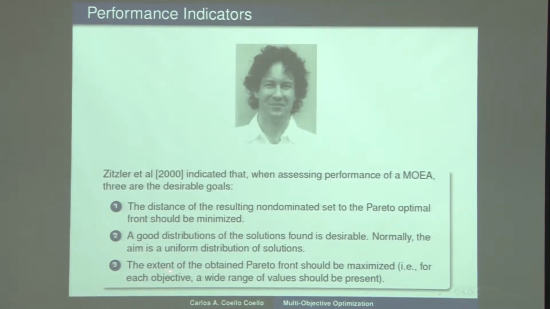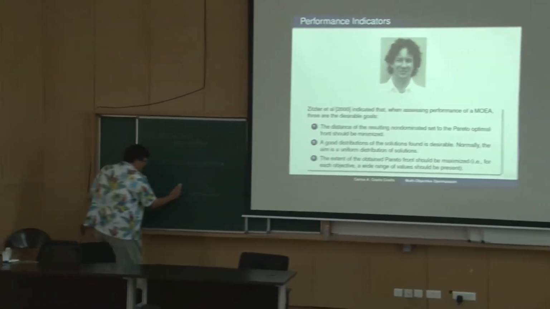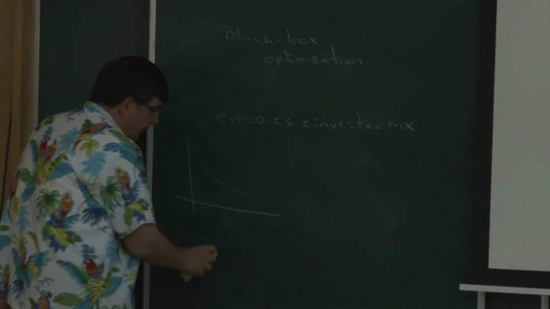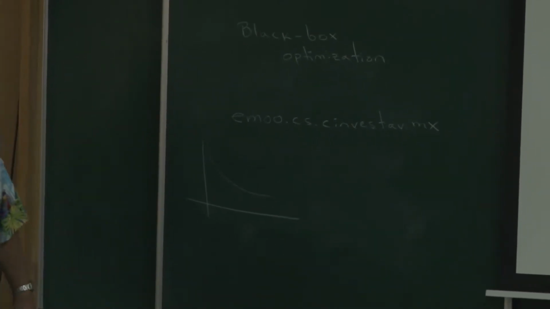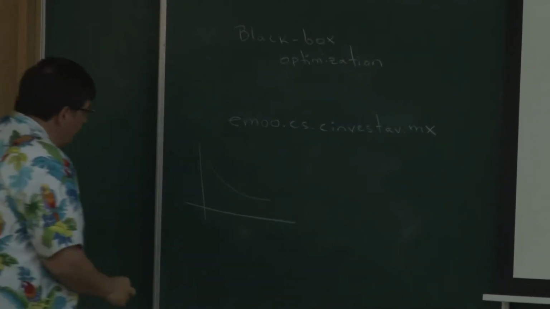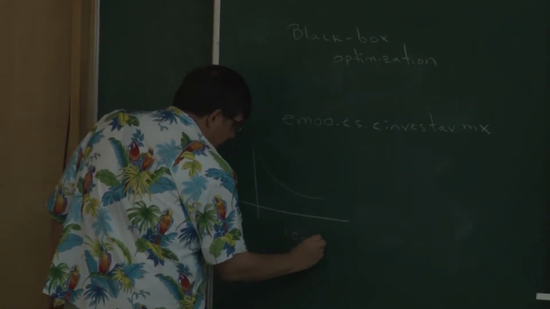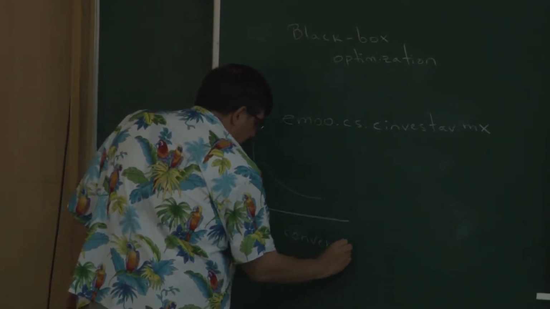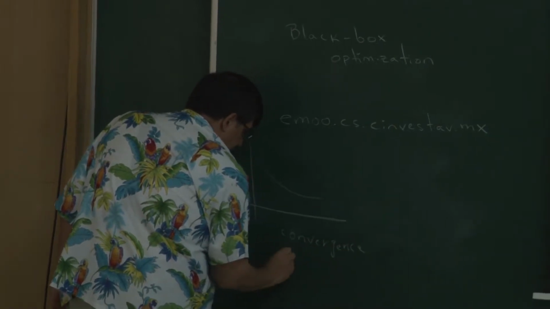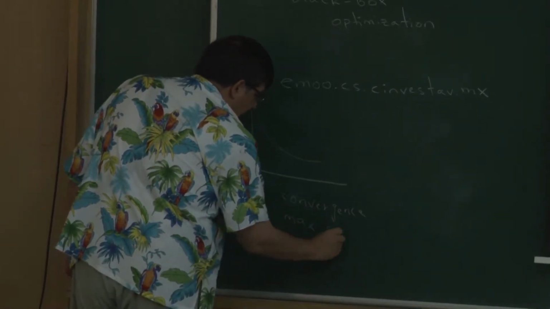And the last one is that the extent of the obtained Pareto front should be maximized. This is important that you keep in mind, because I think yesterday somebody made a comment on this. People normally get confused with this. They say, okay, what do we assess with the hypervolume? With the hypervolume, we can assess convergence and maximum spread.